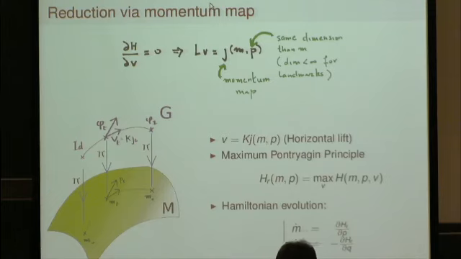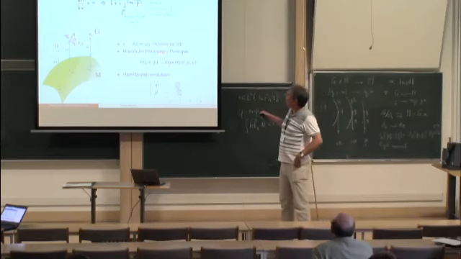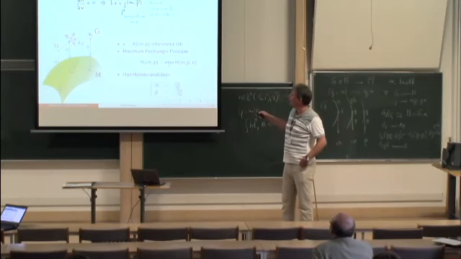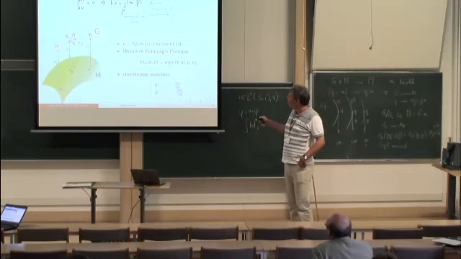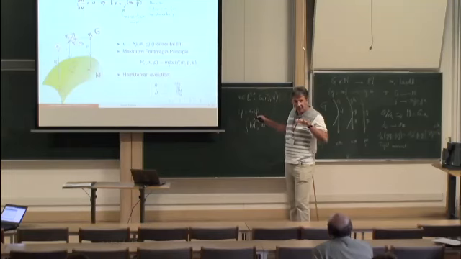Okay, so what we have is that, since we are looking for a geodesic, using the maximum Pontryagin principle we have this relation. The derivative of h with respect to the control is equal to 0, and this relation says something about v, the velocity field you can have.